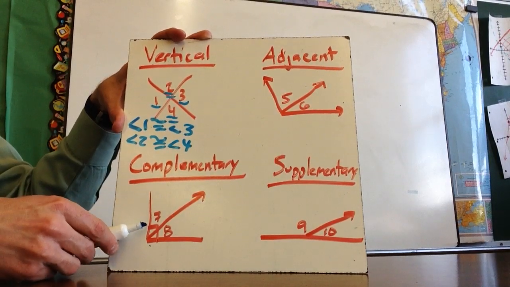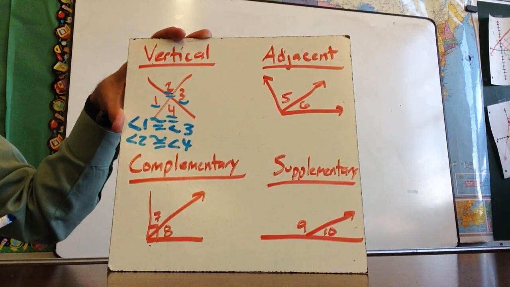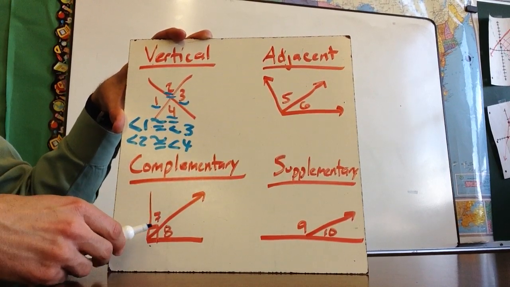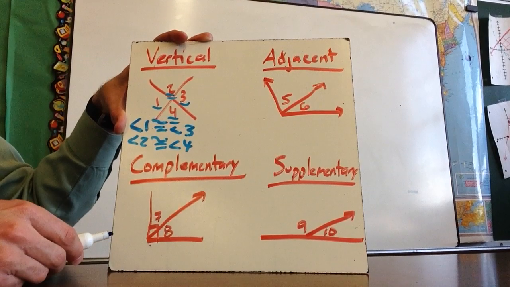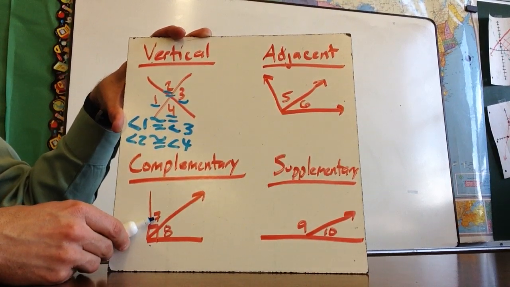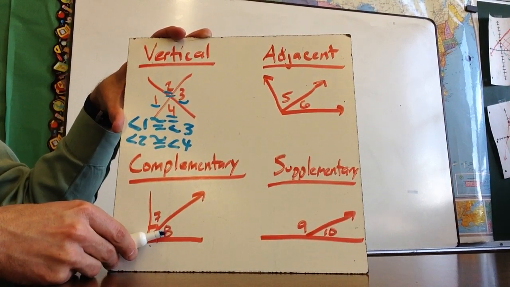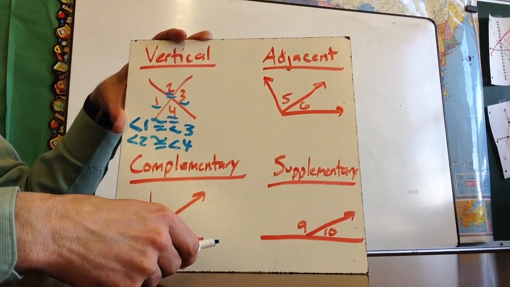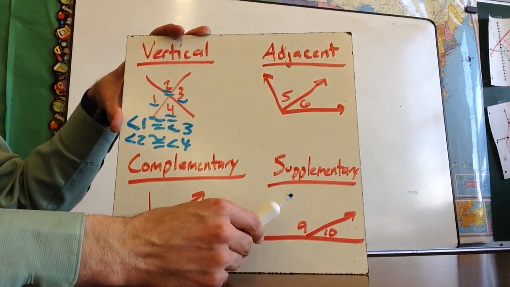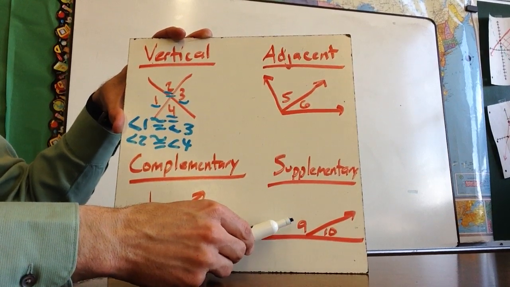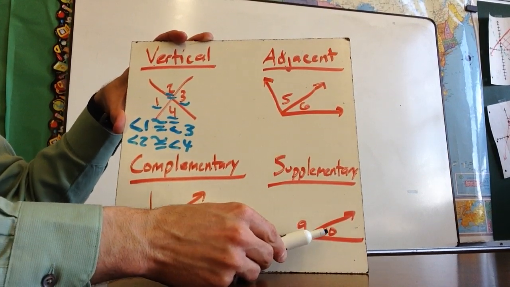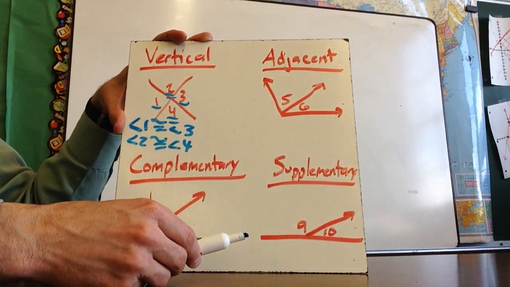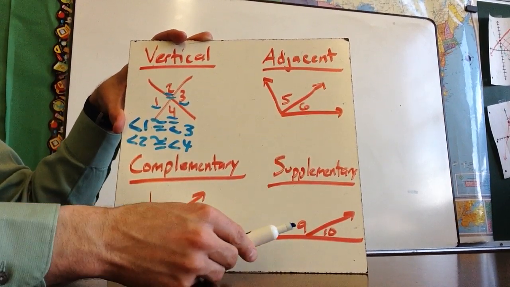Complementary means that the two angles add up to, or have a sum of, 90 degrees. So 7 and 8 would be complementary, meaning if I take the measure of angle 7 and add it to the measure of angle 8, I would get 90 degrees. And supplementary means that they are 180 degrees. If I take the measure of angle 9 and add it to the measure of angle 10, it would equal 180.